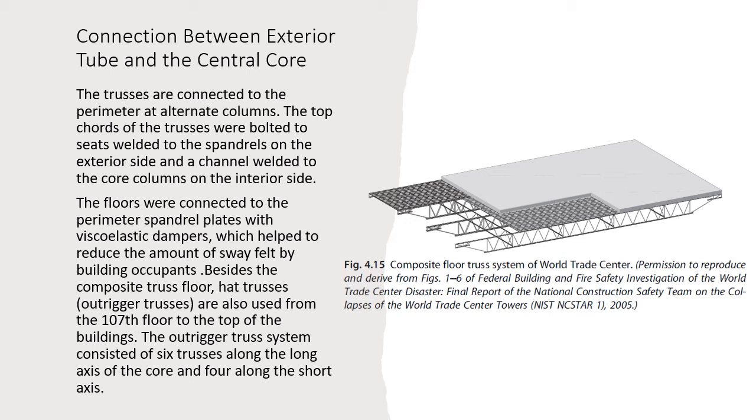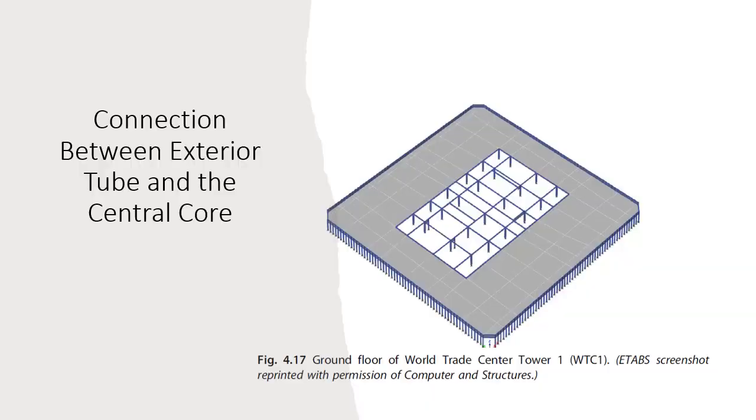Beside composite truss floor, hat trusses or outrigger trusses are also used from the 107th floor to the top of the buildings. The outrigger truss system consists of 6 trusses along the long axis of the core and 4 along the short axis. Connection between the exterior tube and the central core. In the figure, this is the ground floor of the World Trade Center.